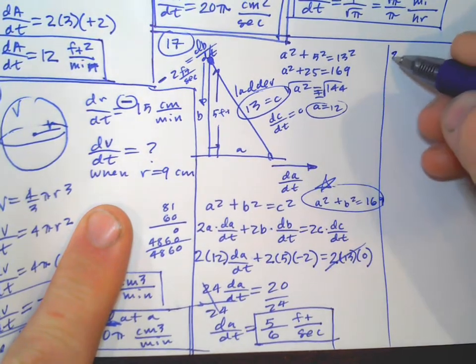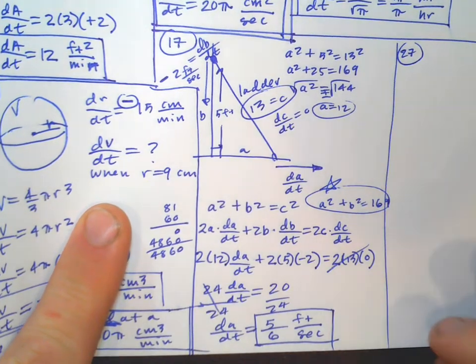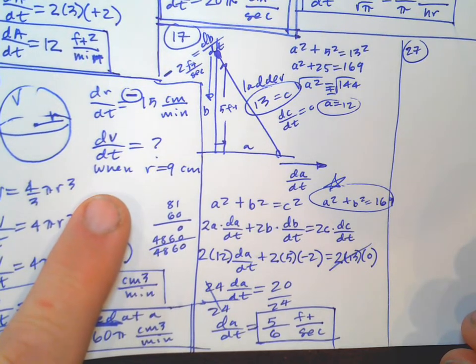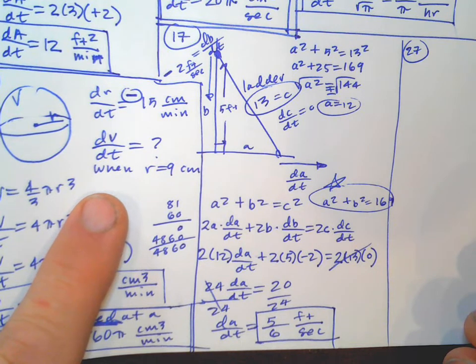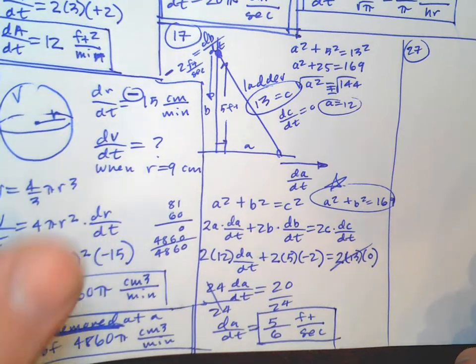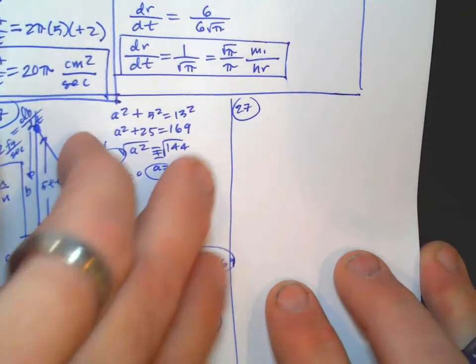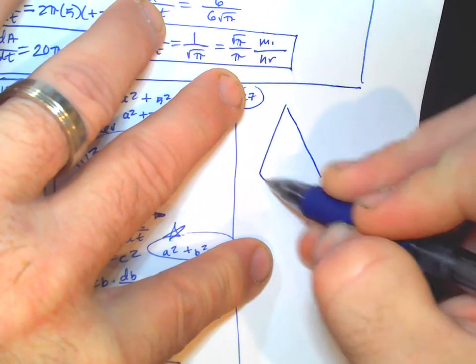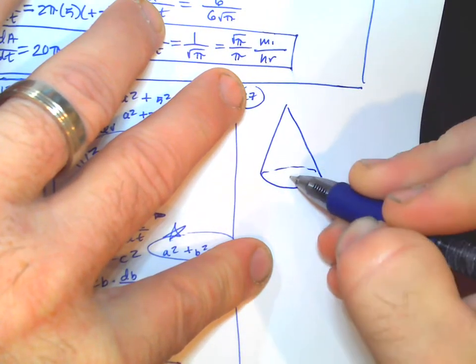All right, last one, 27. Sand is pouring from a chute. Forms a conical pile whose height is always equal to the diameter. If the height increases at a constant rate of 5 feet per minute, at what rate is sand pouring from the chute when the pile is 10 feet high? I mean, these problems can feel a little overwhelming. You've got to break it down, you've got to draw a picture. So a conical pile is a cone upside down. So I would draw a picture.